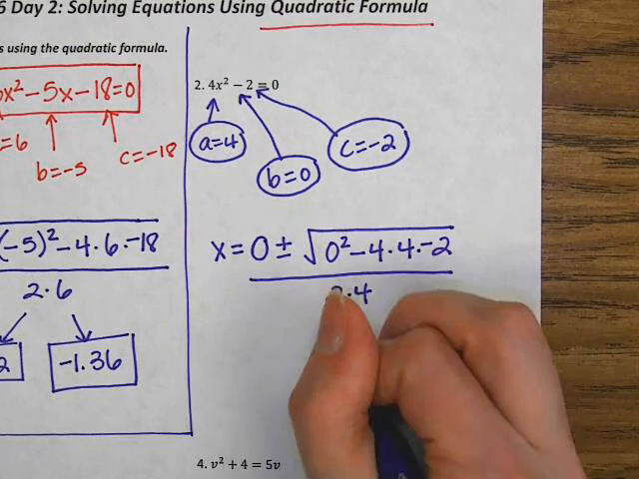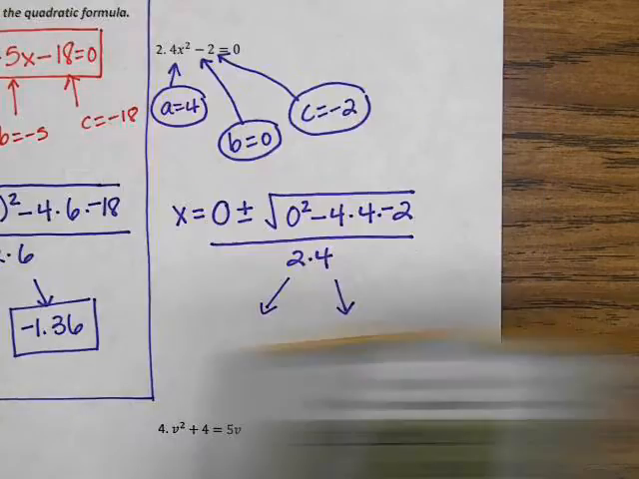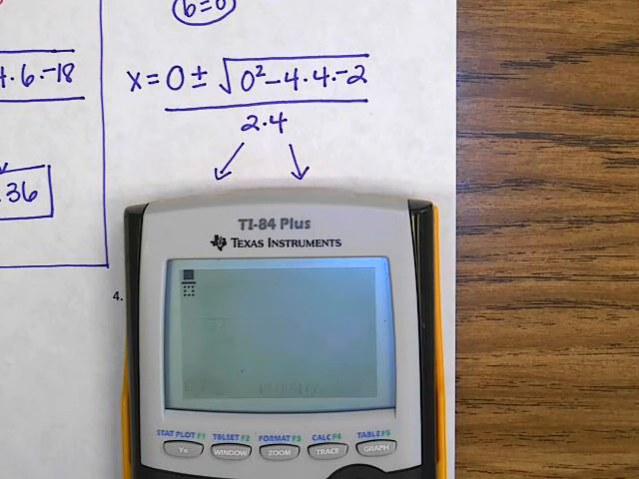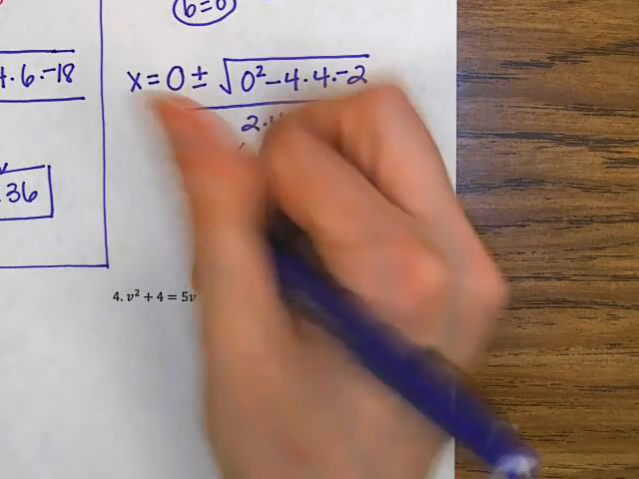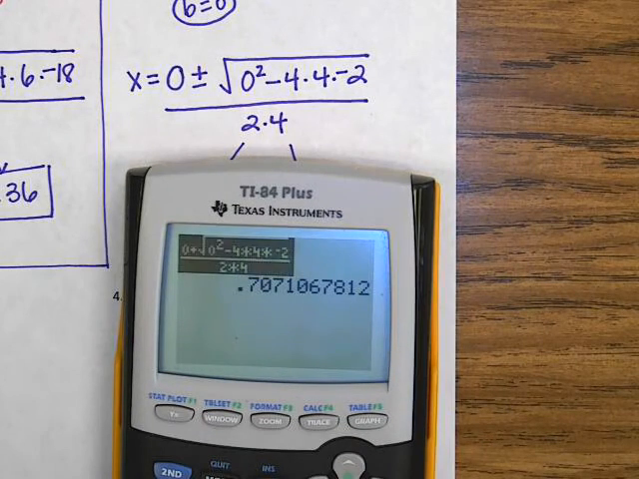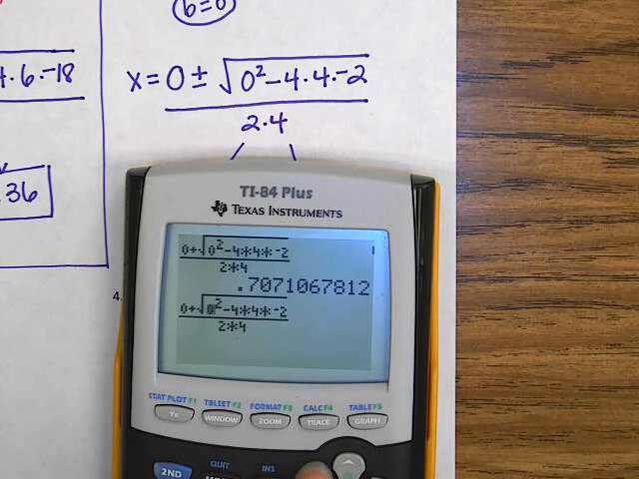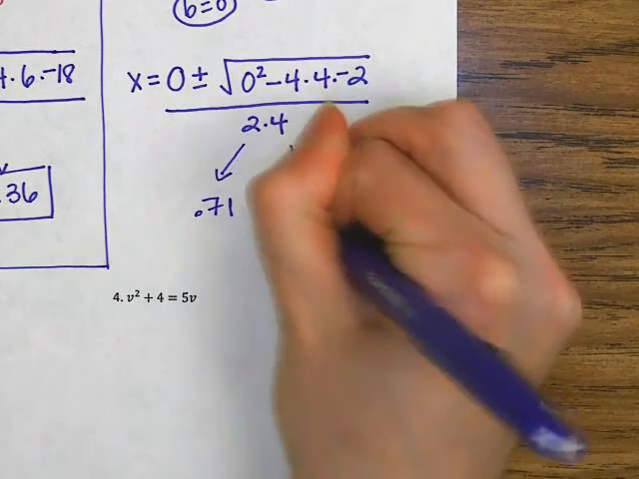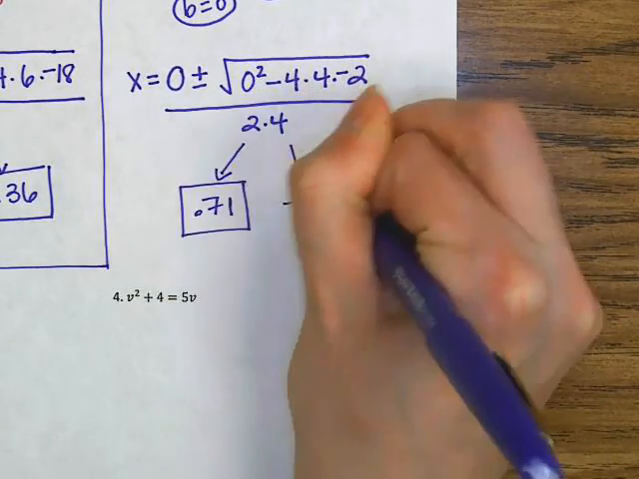All right, let's type it in. Let's get our answers. Okay, so this one's going to be a little weird. Let's get our fraction. All right, 0 plus square root 0 squared minus 4 times negative 2 all over 2 times 4. I got 0.71. Now, some of you will see what's going to happen here. If you make the plus into a minus, you get negative 0.71. And those are your two answers.